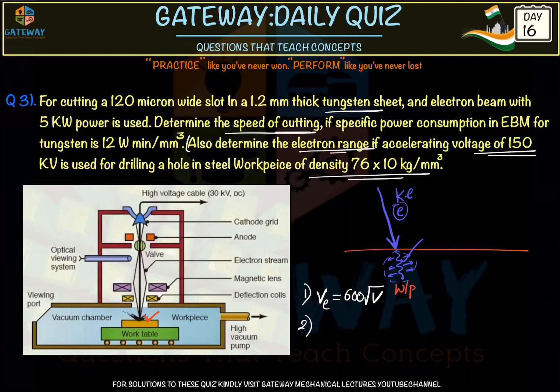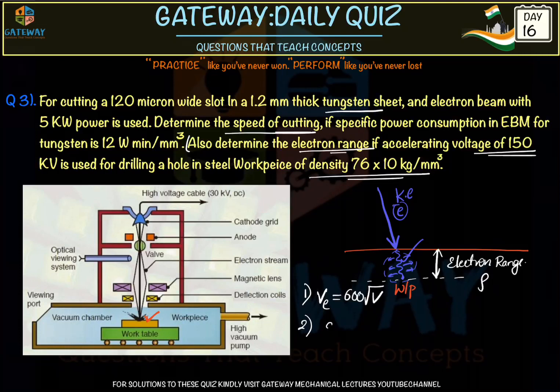we'll be using electron range. What is electron range? See here, I've said due to lattice resistance, it will penetrate only to some thickness, to some distance, right? And this distance is called the electron range. So the distance through which the electron penetrates into the workpiece is called the electron range. And even for that, this workpiece will have some density.